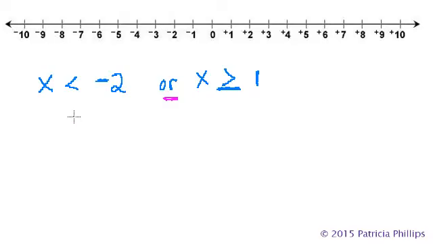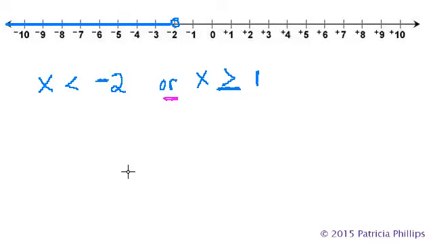So by less than, we mean that it does not include -2. So let's go over here to our -2 and circle it, because x is less than that, but x does not include that. So what we're going to do is draw a line from -2 to the end of the number line, because all that we know is that x does not include -2, but it's less than that.